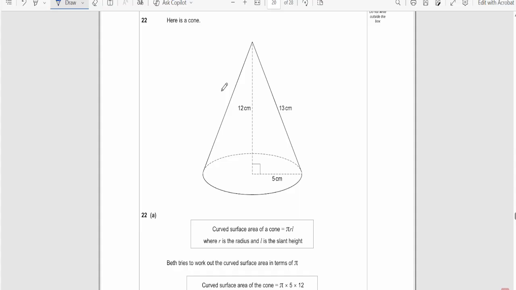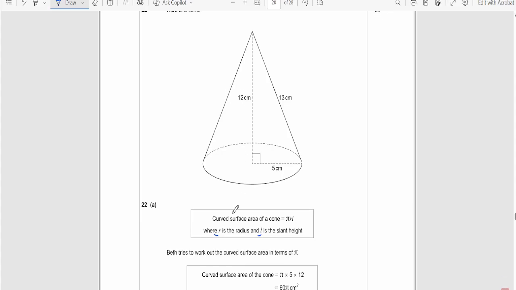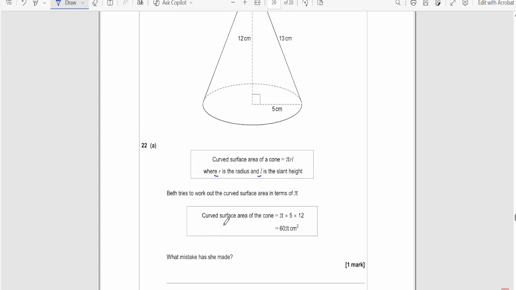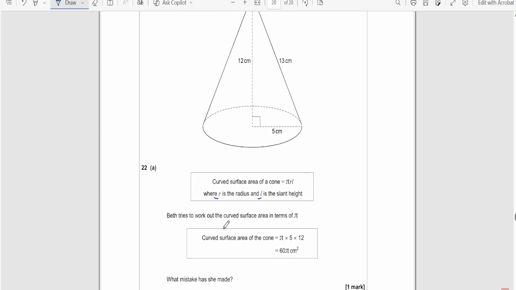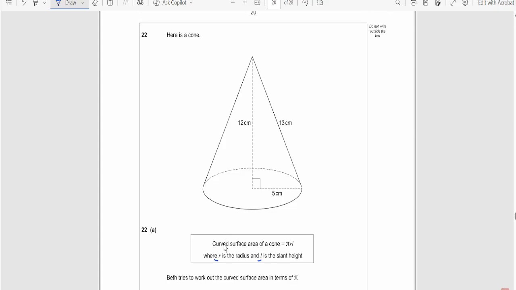Okay, here is a cone. Curved surface area is given, where r and l are radius and slanting height. Beth tries to work out the curved surface area in terms of pi. What mistake did she make? So this is the curved surface area of a cone, pi r l, where r is radius and l is slanting height. Do you know what is slanting height? Slant height.